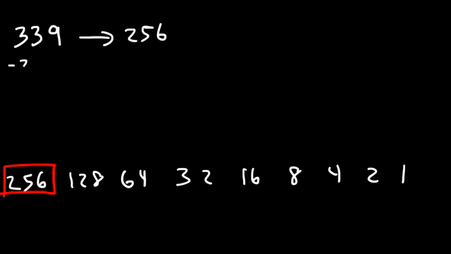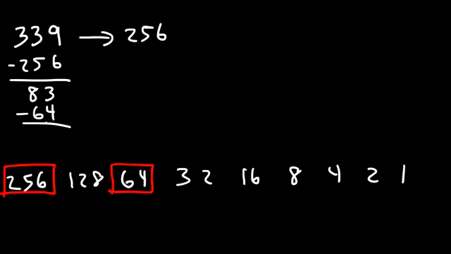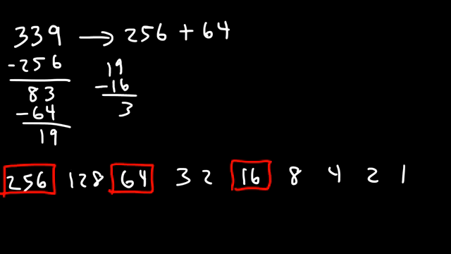And so let's subtract 339 by 256. And so this will give us 83. The next highest base 2 number that's under 83 is 64. So let's subtract 83 by 64. And that will give us 19. And let's not forget to write the 64 here. Now the next highest number under 19 is 16. So let's do 19 minus 16. And so that will give us 3.